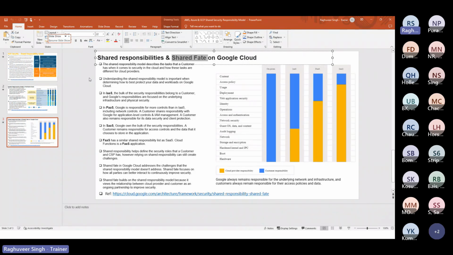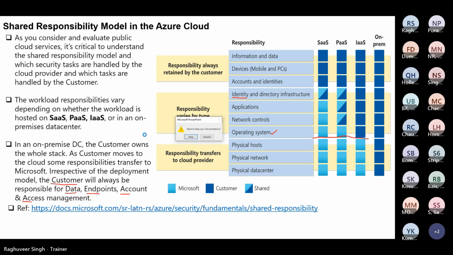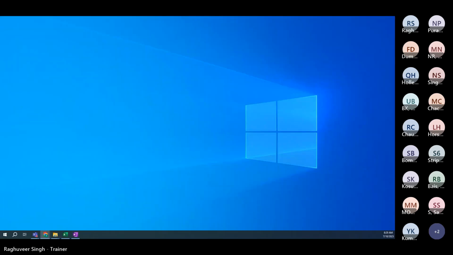That's what Google says. So on the same presentation, you have the shared responsibility model for all the three leading cloud service providers, and you see the difference in how they are interpreting or representing that model to the customer. All right. So that was about shared responsibility model.